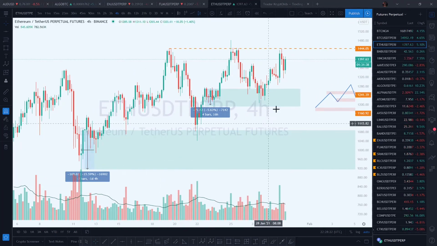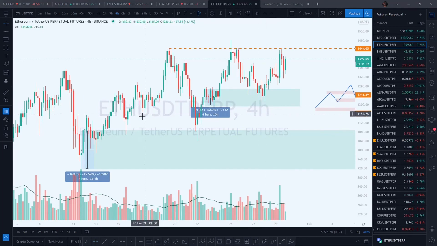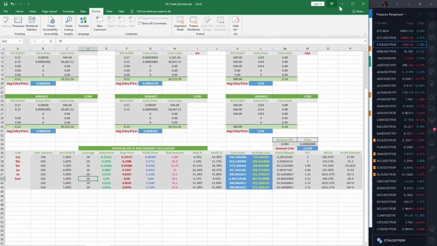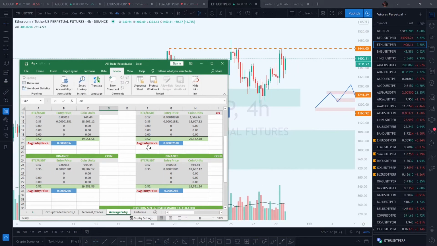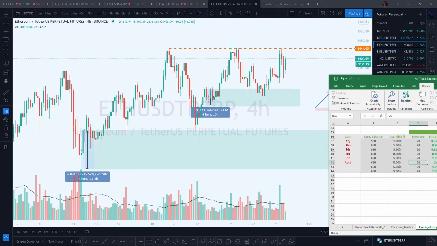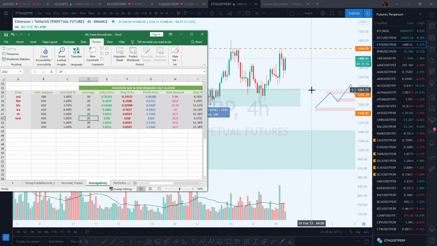So let's calculate. The position size will definitely be different. This will be smaller and this will be bigger. Now let's see. So here, the first one we have the entry as 1267, right? The balance is $1,000, risking 5%. Let me do test 2, then test 3, $1,000 on all.